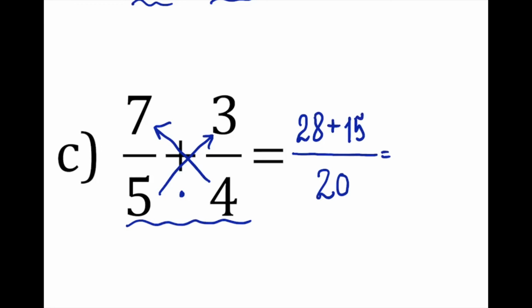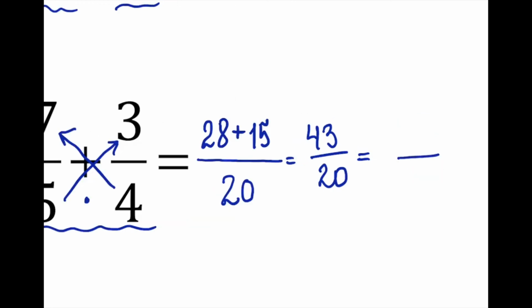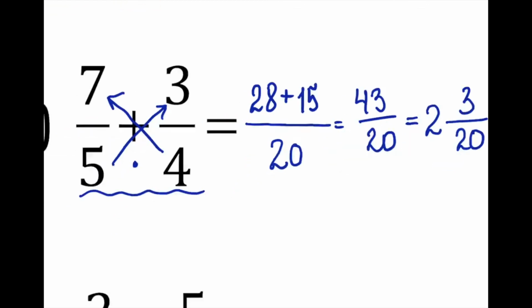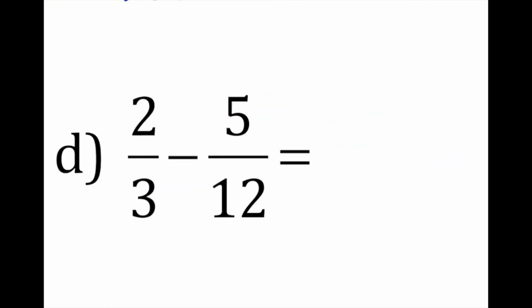So that gives me 43 over 20. I can do 20 times 2. That is 40, and the remainder is 3. So 2 wholes and 3/20. Now here we have the subtraction, but that is the same thing.